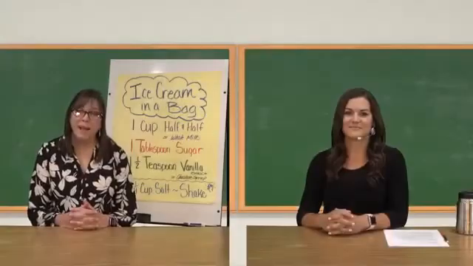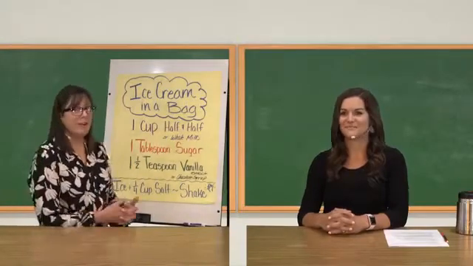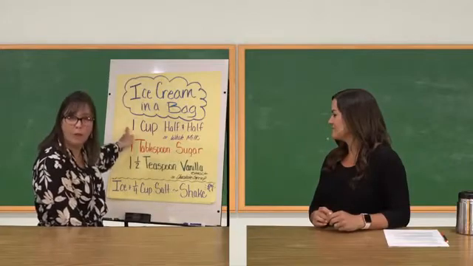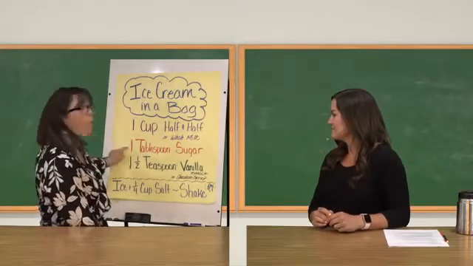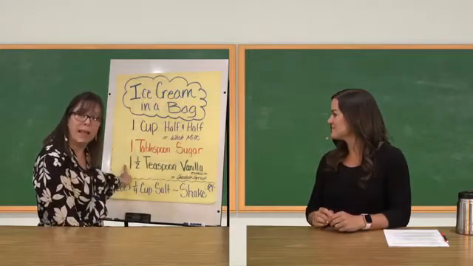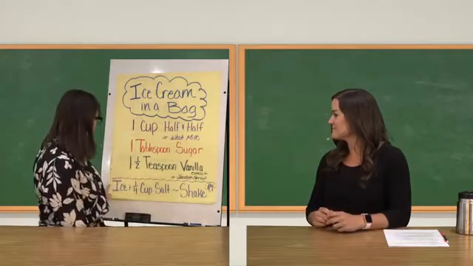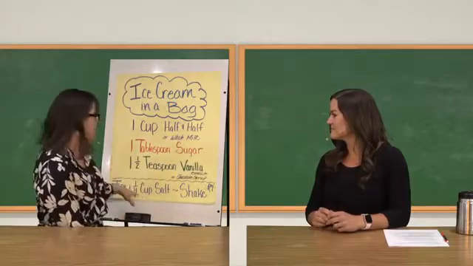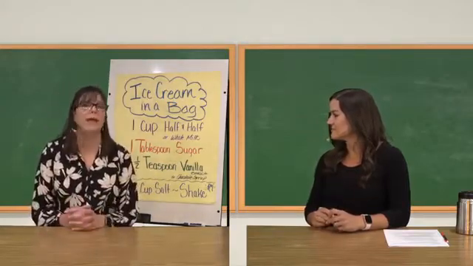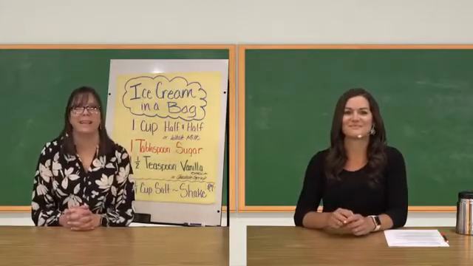So if you want to make ice cream in a bag at home, here are the ingredients. You need 1 cup of half and half, whole milk, or heavy whipping cream, 1 tablespoon of sugar, and 1.5 teaspoons of vanilla extract or chocolate syrup. Then for the ice mixture, you need the bag of ice and 1/4 cup of coarse salt. And then you shake it for 5 to 10 minutes, and you've got ice cream.